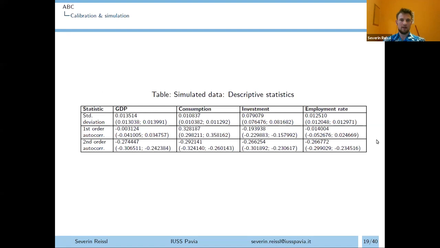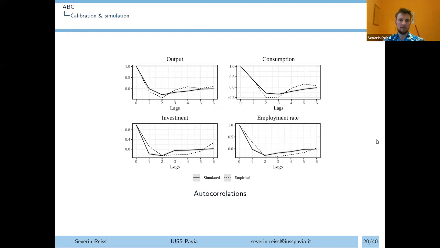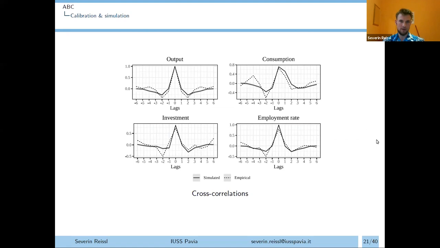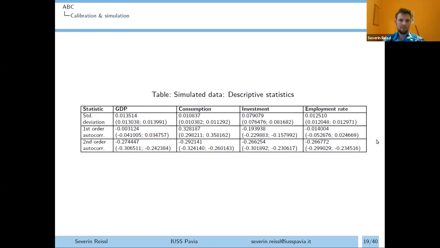Also, when we look at the autocorrelations of the main macroeconomic variables and the cross correlations between GDP and the other main macroeconomic variables, it broadly looks okay. So this is the calibrated economic baseline model, that is the model without the epidemic disease.